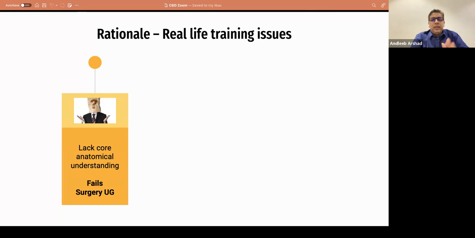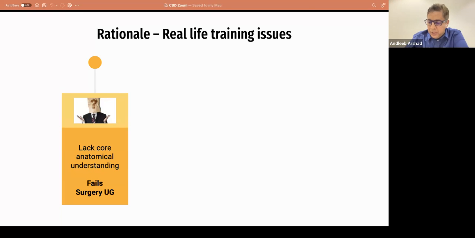Thank you. So here are some real life training issues. For example, in an undergraduate medical school, we see that in a surgery exam, surgery being usually done at the end of final year, students fail in the surgery exam. And then the reason which comes out is that they lack the core anatomical understanding. Now, my concern is that anatomy is something which perhaps they have done in the first 2 years. And then there have been so many subjects that perhaps needed anatomy throughout, right? And then it is only at the end of the 5th year that we are failing them, and we still are concerned with their anatomical understanding, right?